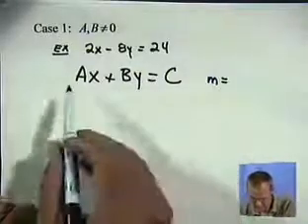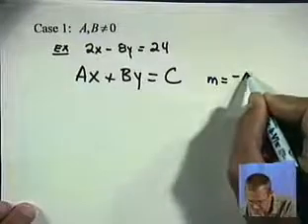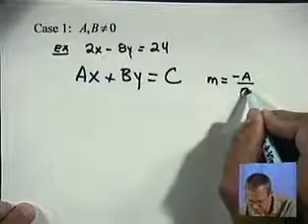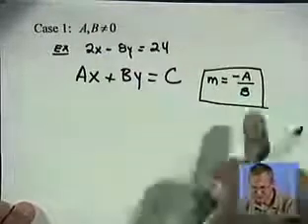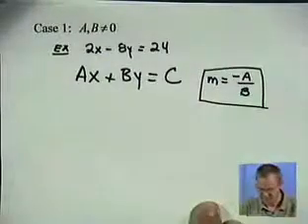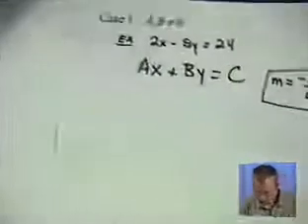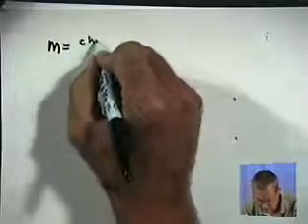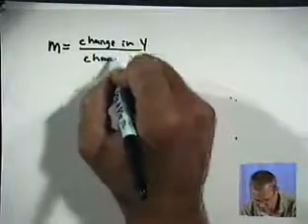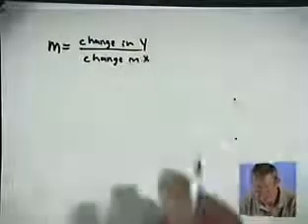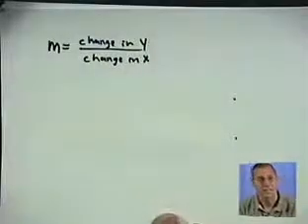The slope of this line is going to be negative a over b. Now, you might want to take me on faith on that, but we'll actually go through and prove that that is true. Well, if we remember the definition of slope, the slope is the change in y's over the change in x. So to compute slope, we actually need 2 points on that line.